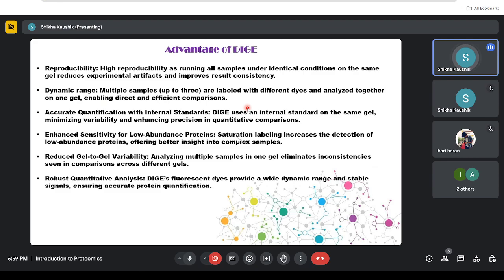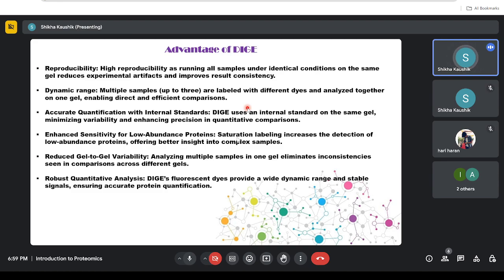Then it has a dynamic range. How? Because you are using multiple samples together. So you can use up to 3 samples, label them with different dyes, and analyze them together on a single gel, enabling direct and effective comparison.